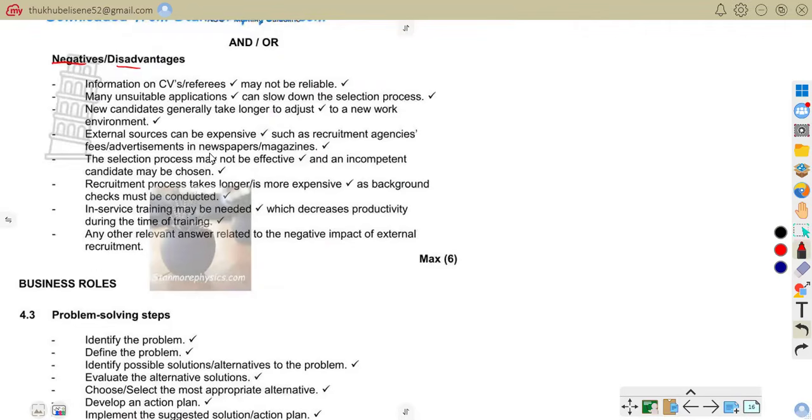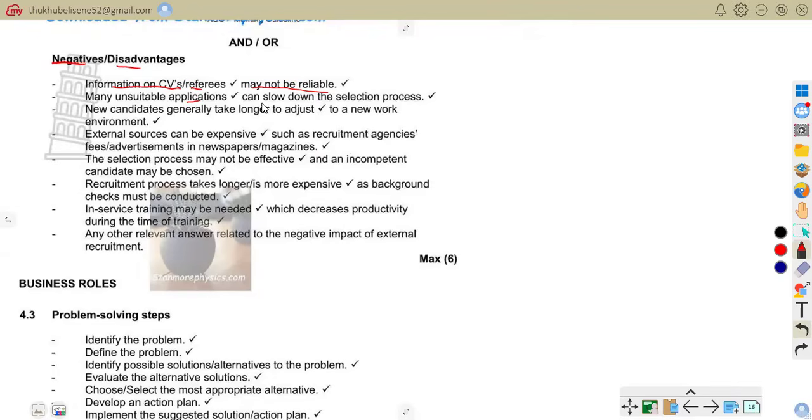Negatives or disadvantages. As it says, information on CVs or references may not be reliable, because we know very well applicants may exaggerate skills or referees may give biased information. So that is that.